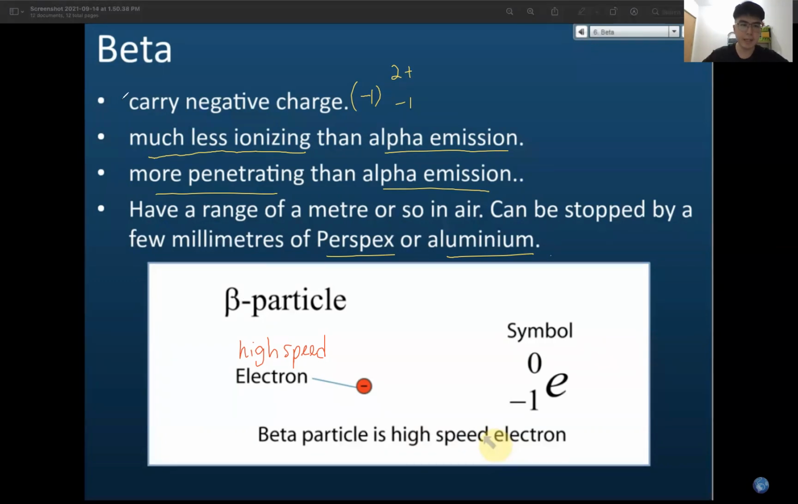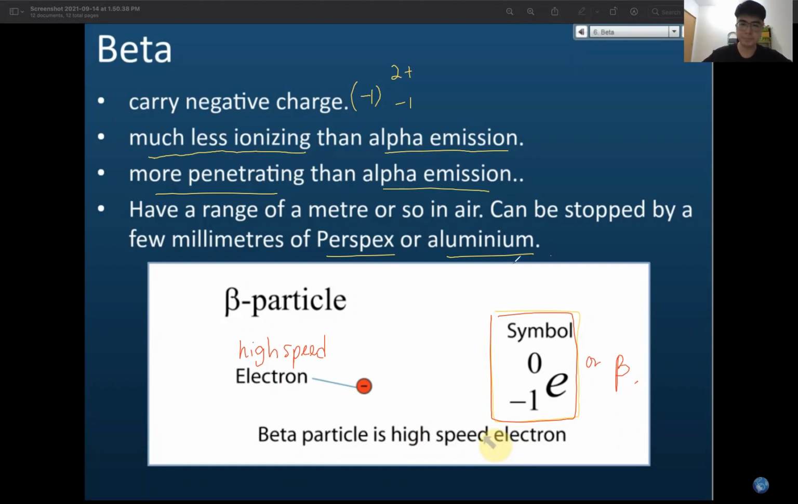Okay, so what is beta again? Beta is high-speed electrons. So electrons are way lighter than the alpha particle. Beta particle is very light, lighter than the alpha particle. So alpha is heavier. Okay, the symbol for beta particle, you have to remember the symbol: e, 0, and then -1 here. Or you can write beta as well.